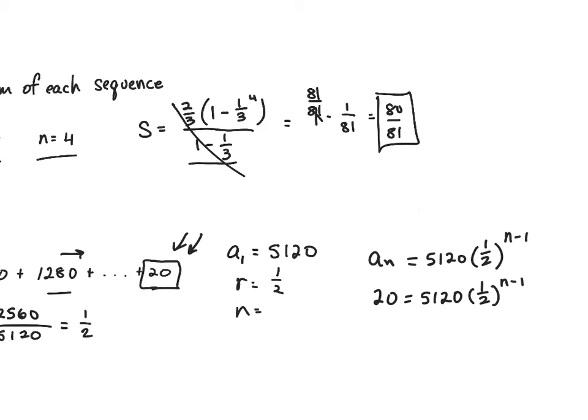This is an exponential equation because the variable is in the exponent. Luckily, we have talked a great deal about solving exponential equations. We use logarithms to solve exponential equations. So if you recall, this is back from chapter 5. The way that we solve an exponential equation is we isolate the exponential term. So this here is the exponential term. We would need to isolate that by dividing by 5,120. So 20 divided by 5,120 equals 1/2 to the n minus 1. And we could simplify this fraction here. 20 over 5,120 is 1 over 256.